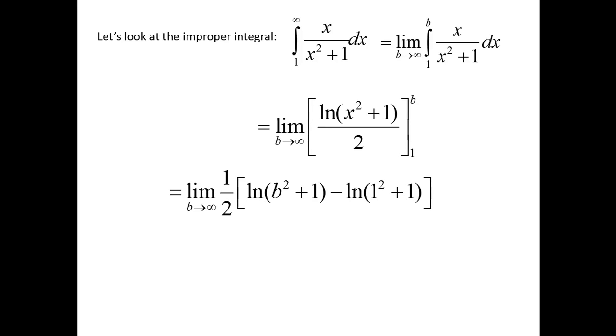Remember, we're considering the limit as b goes to infinity. So think about what would happen here. Natural log of 1 squared plus 1, of course, is a number, but what does the natural log function do as b goes to infinity? That goes to infinity. So since the integral diverged, the integral test tells us that the series also diverges. You need to remember to write reasons whenever you're doing these problems. So you would say that the series diverges by the integral test.